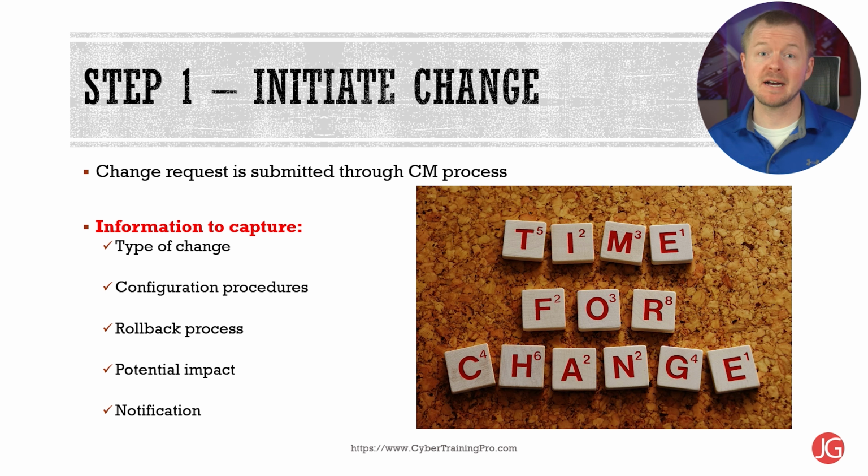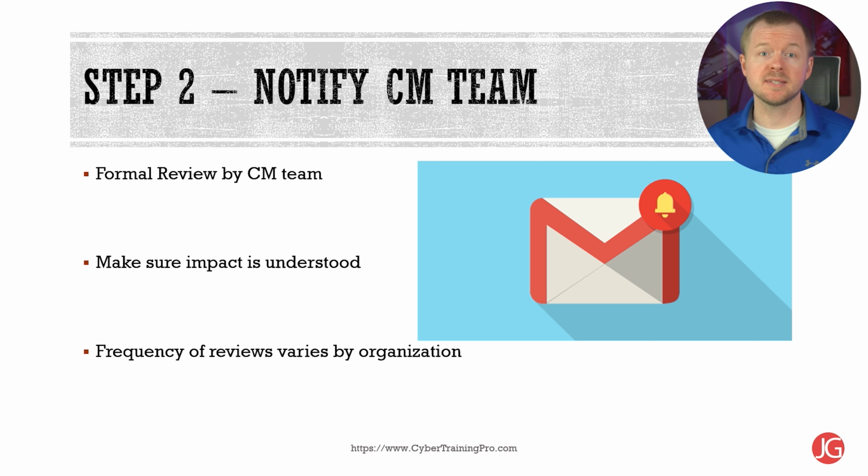Potential impact identifies how this is going to impact the organization. Does it save money? Does it save time? Or whatever the impact is. And the notification includes the steps that notify the organization and how it's going to be done. Step 2, notify the CM team.